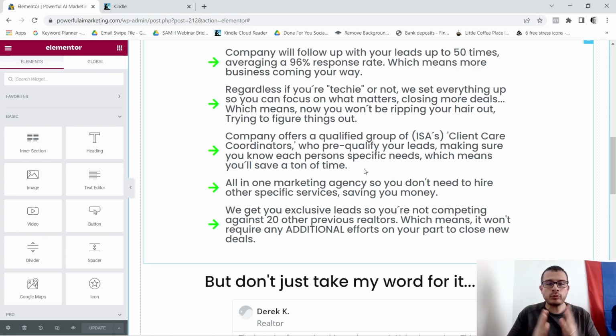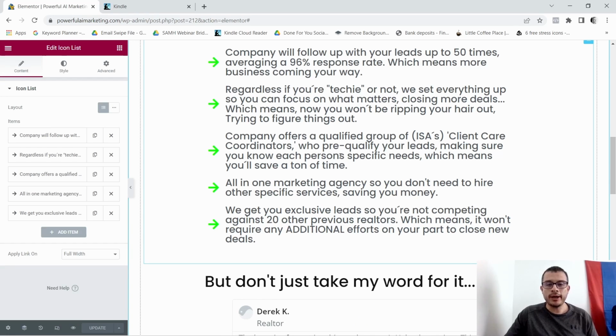But now the next one says, again referring to the company I'll be promoting, company offers a qualified group of ISAs, and ISAs actually has a different meaning than what I put here. This is just the one that I came up with. So client care coordinators. So I tell them who they are, client care coordinators, who pre-qualify your leads, making sure you know each person's specific needs, which means you'll save a ton of time.